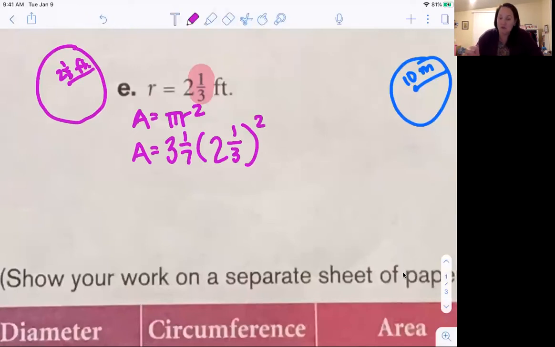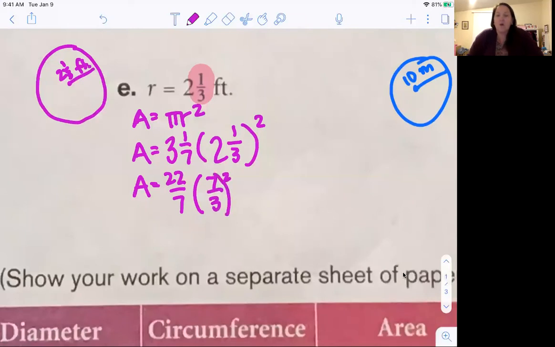But look, this is what we're going to do. We're going to do backward C, okay? Area equals 22/7 times 7/3 squared. What would 7/3 squared be? Well, when you have a fraction, you square the numerator and the denominator like you would normally. So area equals 22/7 times 49, because 7 times 7 is 49, ninths, because 3 times 3 is 9.